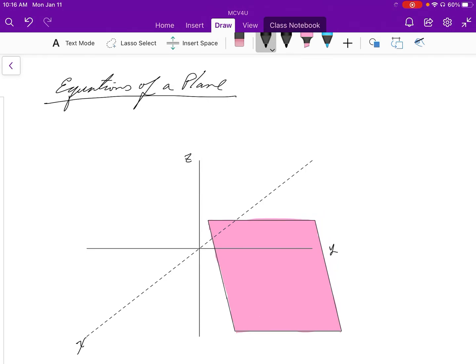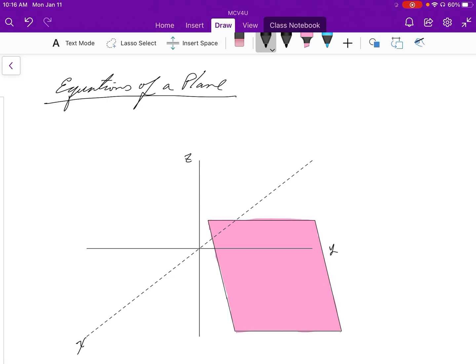In previous lessons, we've talked about the equations of lines. We are now going to be taking a look at, because we're in 3D, the equations of a plane. We've looked very briefly at the major planes: the XY, the XZ, and the YZ planes. Those are the major ones, but we're going to take a look at any plane now.